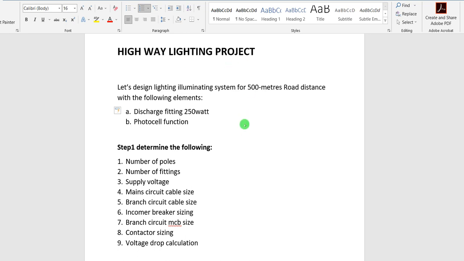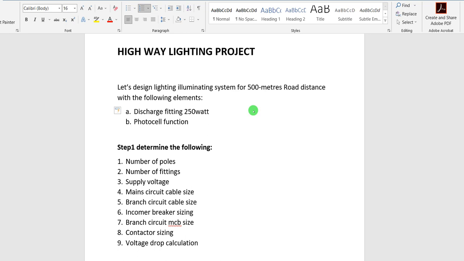We're going to design this project, so let me read it now. Let's design a lighting illumination system for 500 meters road distance with the following elements. We're going to design a street light, a highway lighting system. So we are given these two elements. One, we need 250-watt light fittings. We are told that we're going to design this across a 500 meters road distance, that is half a kilometer. This design will cover half a kilometer distance for lighting illumination.